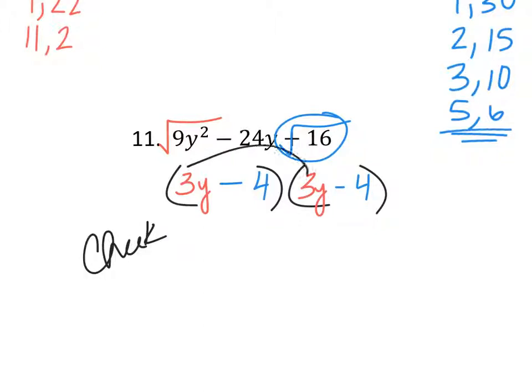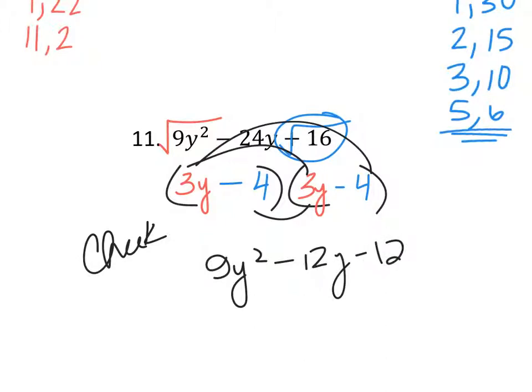So check it by FOILing. 3y times 3y is 9y squared, minus 12y, minus 12y, and then plus 16. So this will turn into negative 24y. So this is the answer.